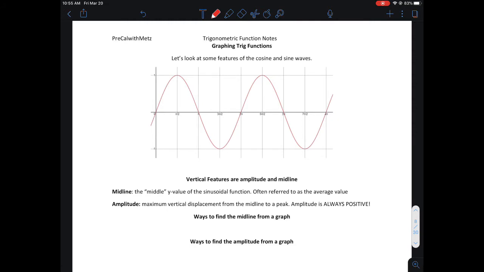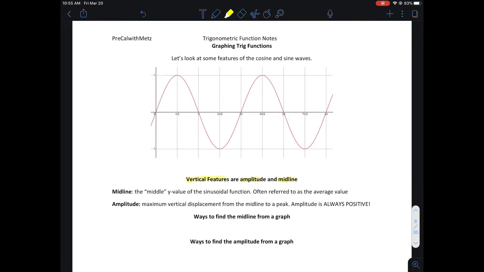Now, when it comes to graphing sine and cosine, we want to find our vertical features and our horizontal features, so that graphically we can create a vertical and horizontal scale, so that we can see one full period of the wave. Vertically, our vertical features are the amplitude and the midline.